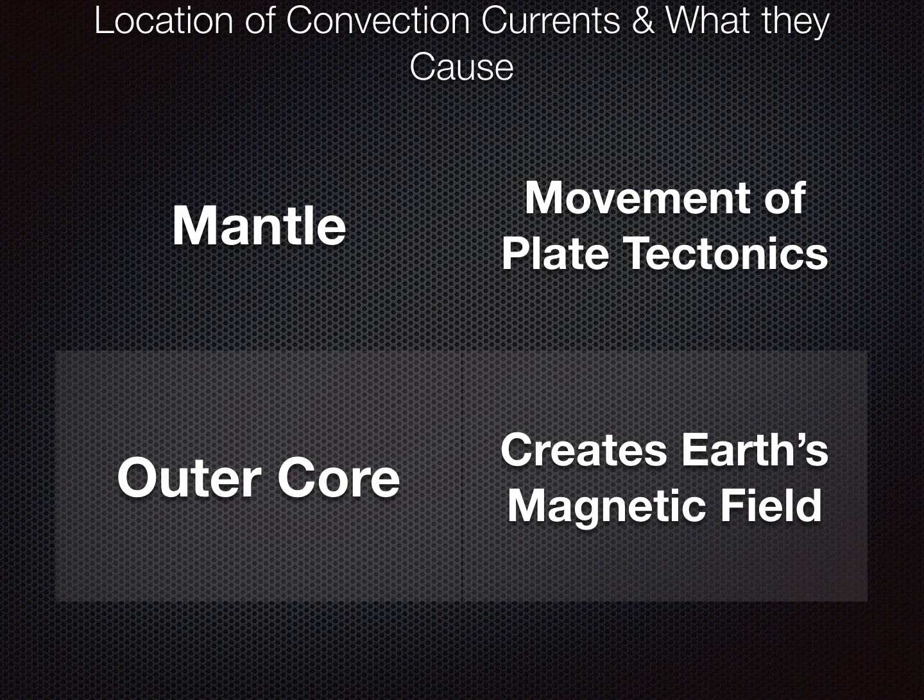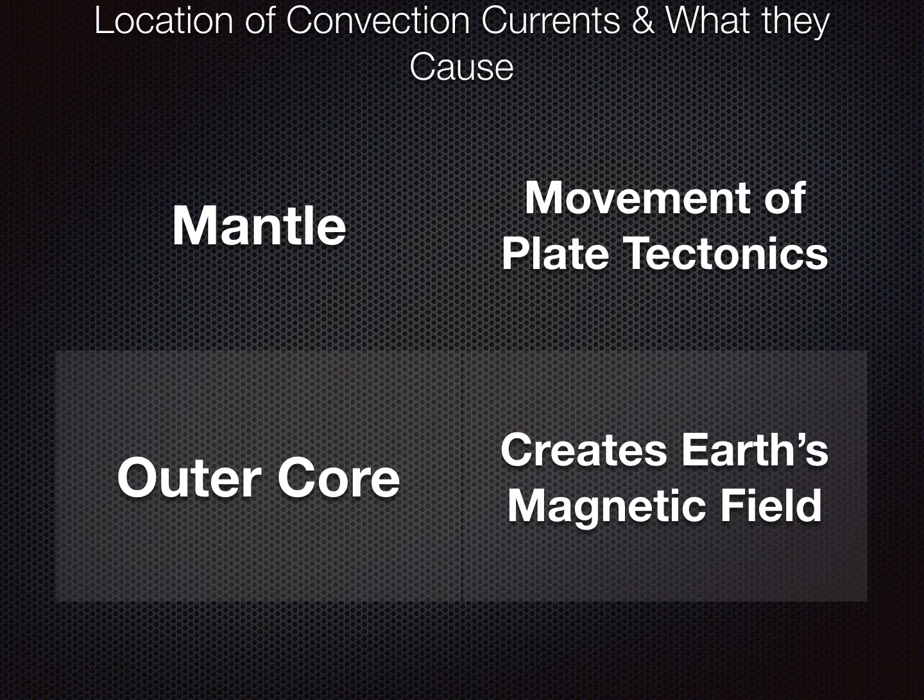Now the outer core, and we said it was liquid metal, because its metals are magnetic, it is one of the two reasons for the Earth's magnetic field. So the outer core is moving around this metal, which creates these magnets to be moving in a circular motion. And that is one of two reasons for the Earth's magnetic field.